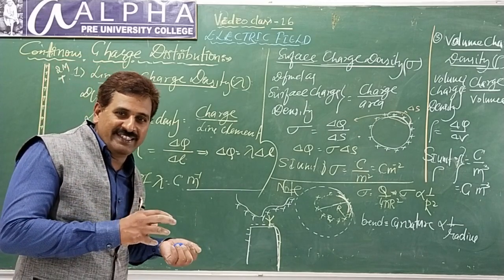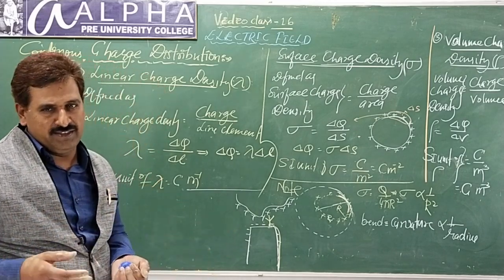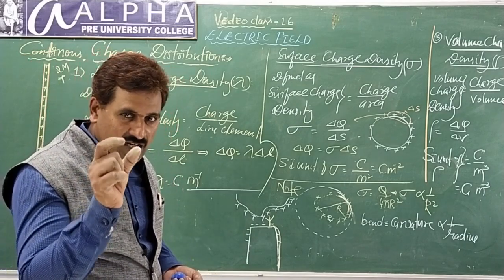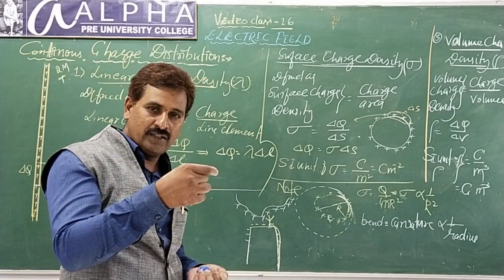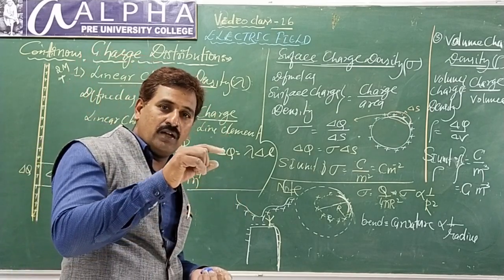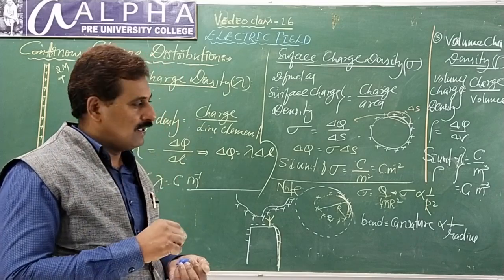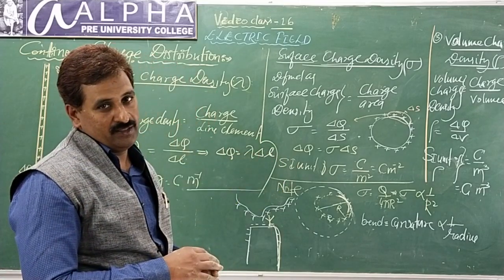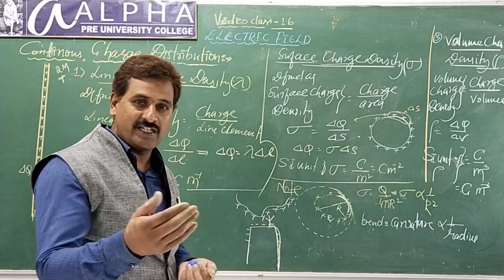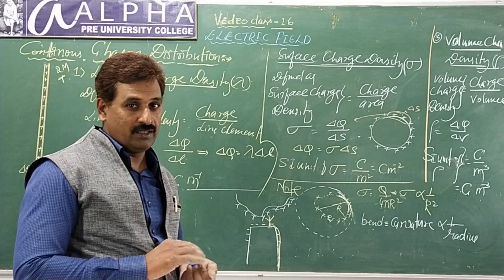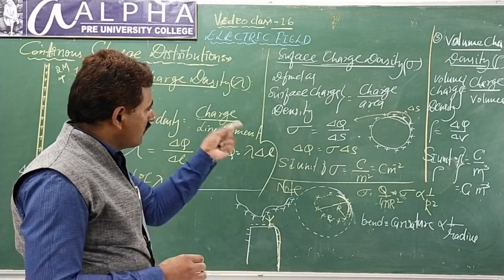And if you define these charge densities, what do you do with them? See, students, if you know the charge density, we can find the charge in a given length for linear charge density, or the charge in a given area for surface charge density, or the charge in a given volume for volume charge density. We will do that in the next section, that is Gauss theorem and its applications. That's about the charge distribution.